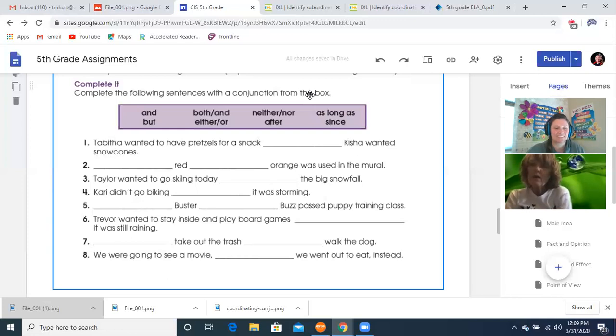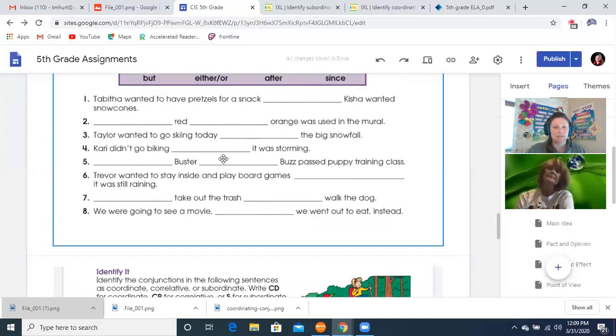Do we want to do one more? One more. Okay. Taylor wanted to go skiing today, blank, the big snowfall. Okay, so let's see. Taylor wanted to go skiing today after the big snowfall is what I would think, because you wouldn't want to go before the big snowfall. Right. Okay. Very good. I think that's good.